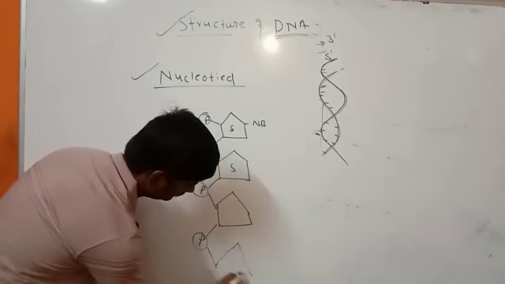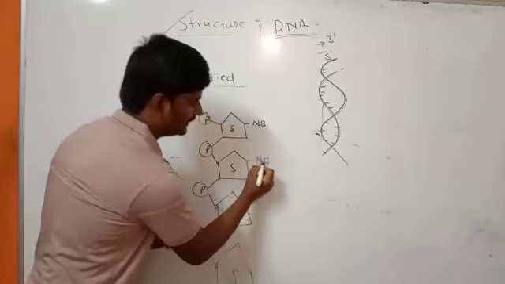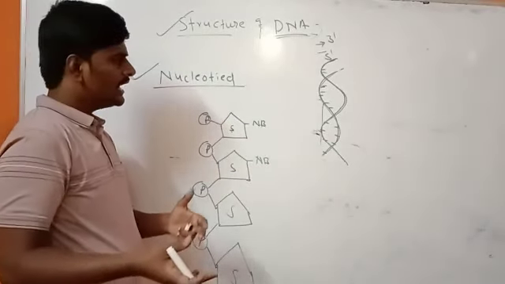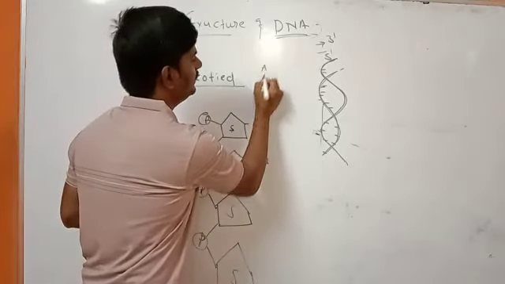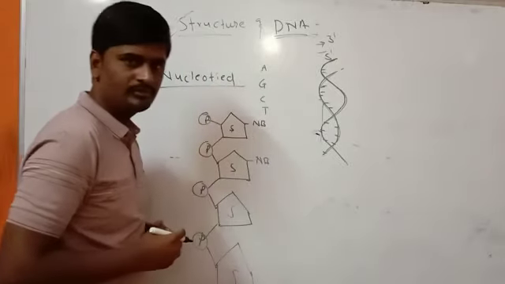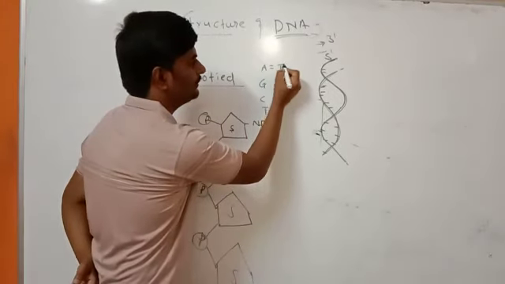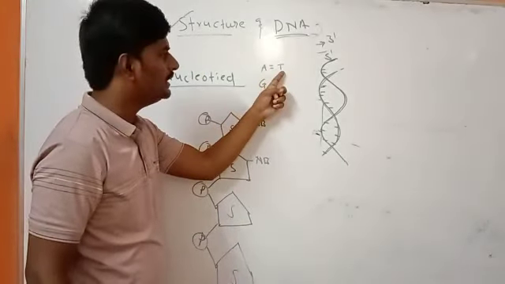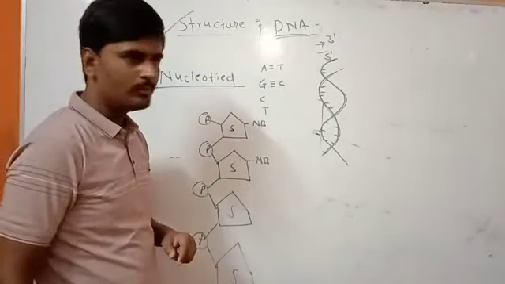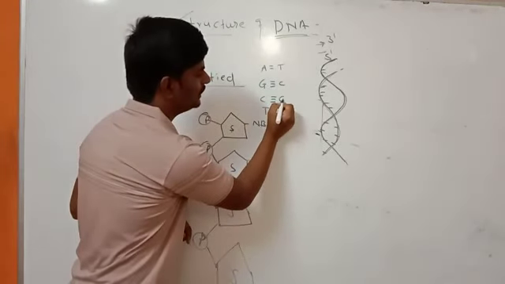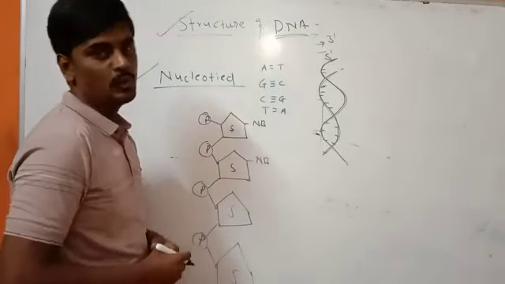Here the nitrogen base is present. As we already discussed, the nitrogen bases are adenine, guanine, cytosine and thymine. All of you know that adenine always pairs with thymine with 2 hydrogen bonds. Guanine always pairs with cytosine with 3 hydrogen bonds. Cytosine always pairs with guanine with 3 hydrogen bonds. Thymine always pairs with adenine with 2 hydrogen bonds.